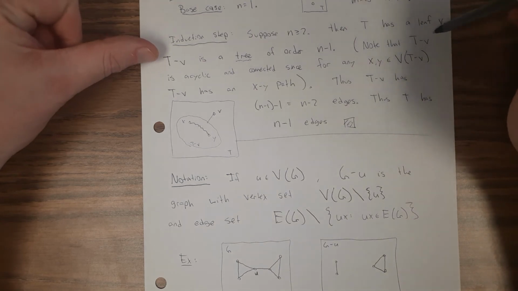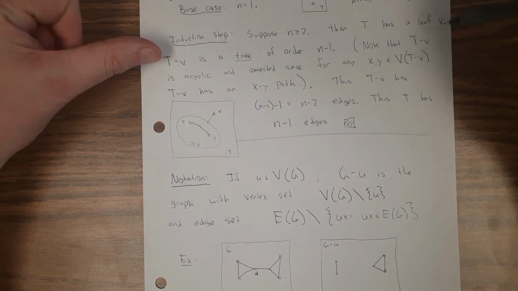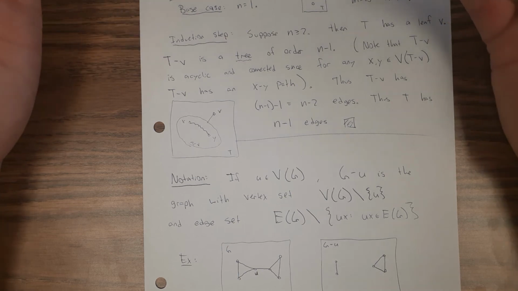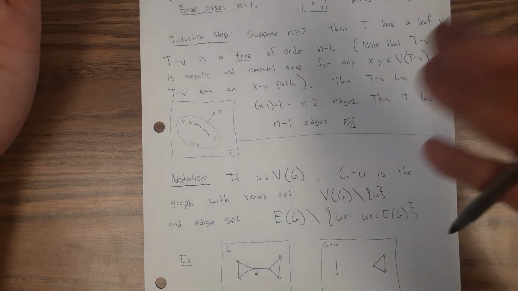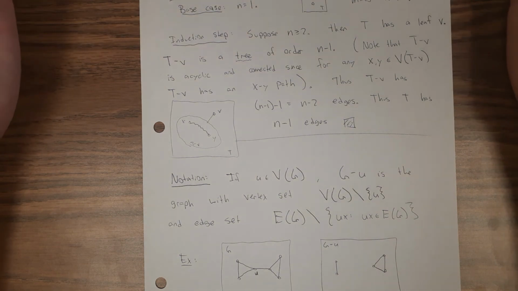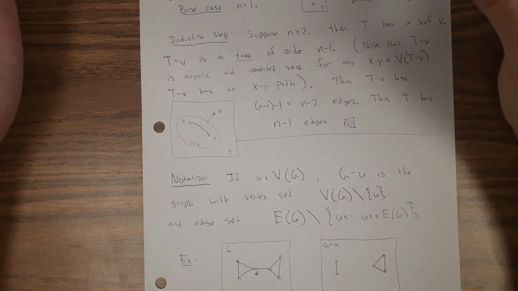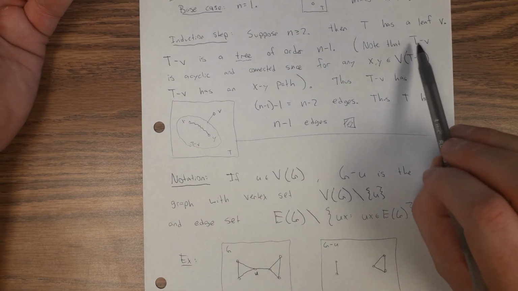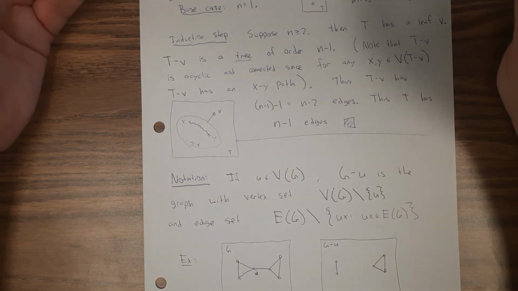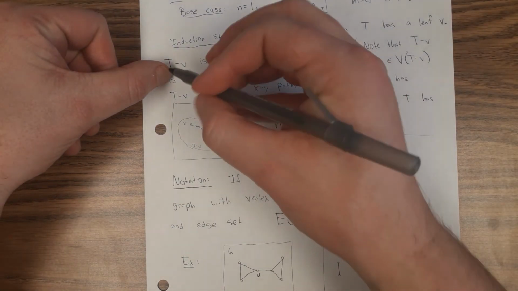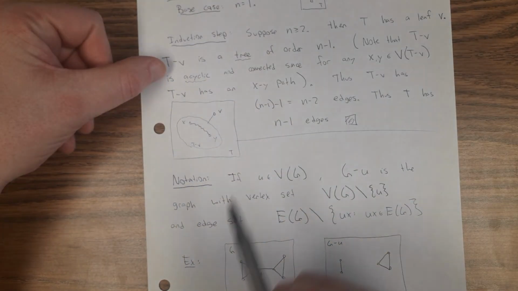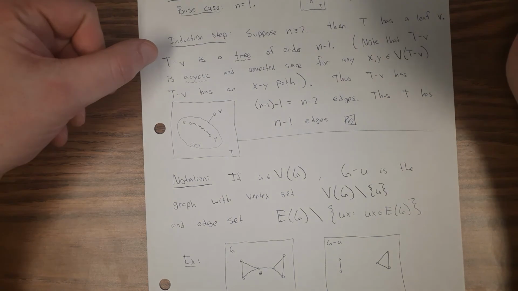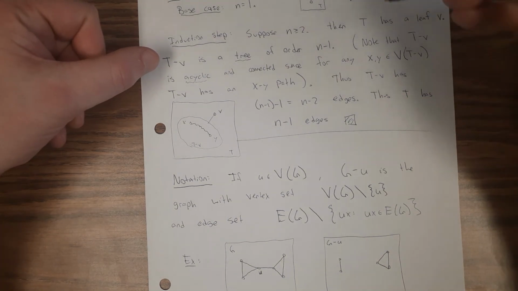First of all, note that T minus V is acyclic because the way I got it is by starting with a tree, and trees are acyclic, and then I removed a vertex, and removing a vertex wouldn't suddenly make a cycle if there wasn't a cycle before. So the fact that T doesn't have any cycles definitely means that T minus V doesn't have any cycles. So that part is fine. We also need to check that T minus V is connected. That's the other requirement to see that it's a tree.